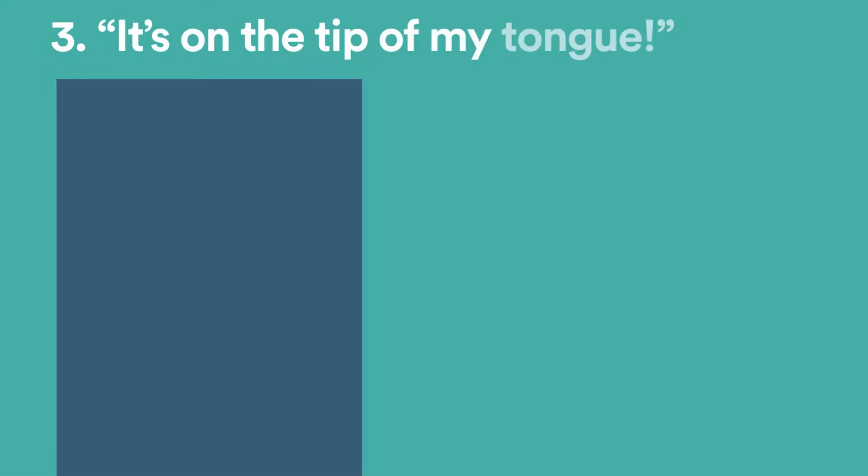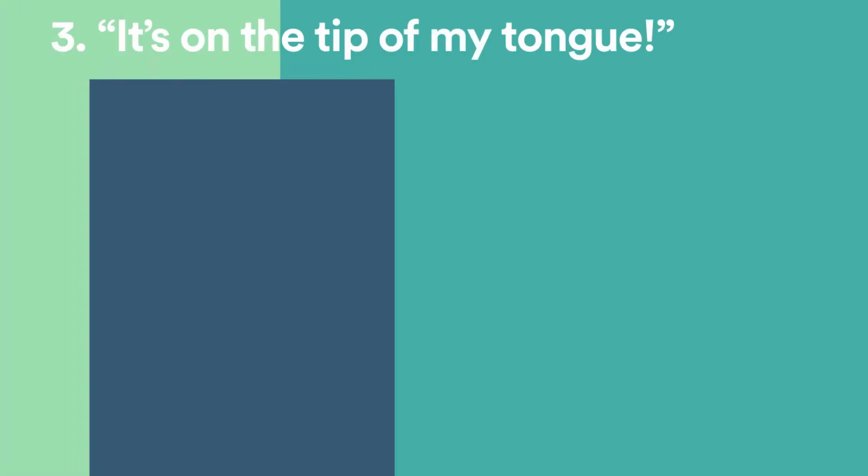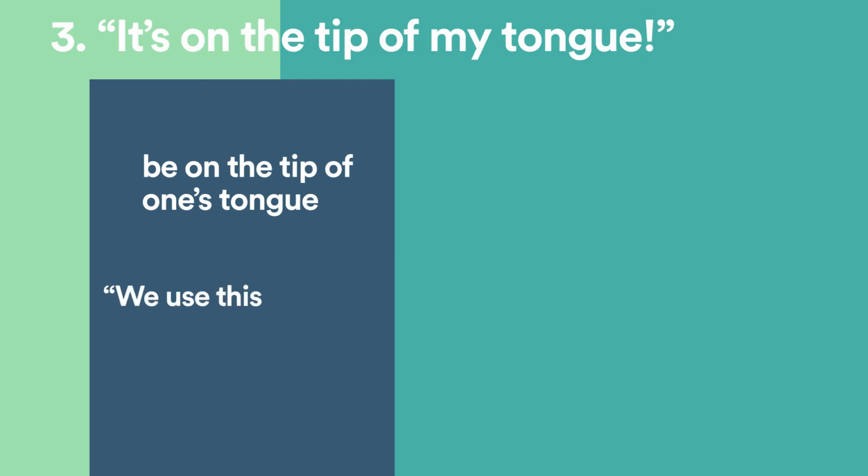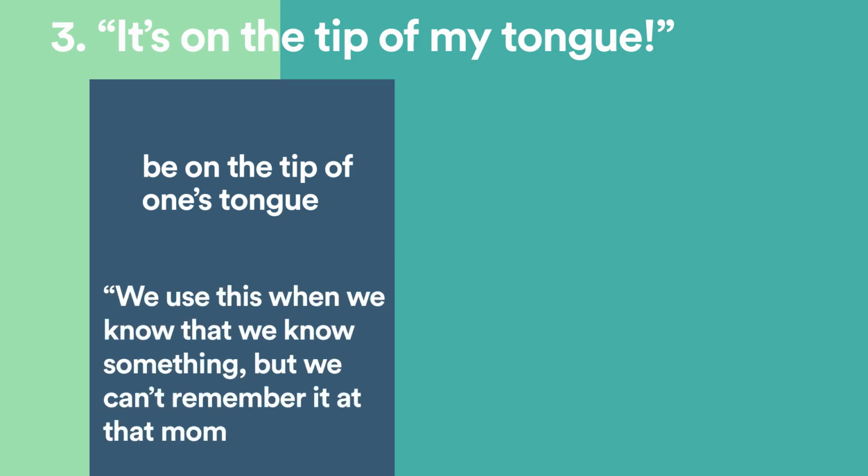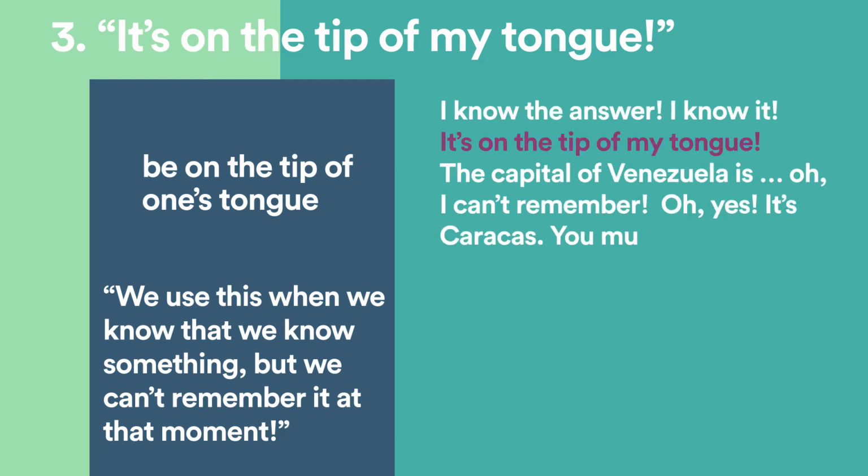It's on the tip of my tongue. To be on the tip of one's tongue. We use this when we know that we know something, but we can't remember it at that moment. I know the answer. I know it. It's on the tip of my tongue. The capital of Venezuela is... Oh, I can't remember. Oh yes, it's Caracas. You must think I'm crackers.